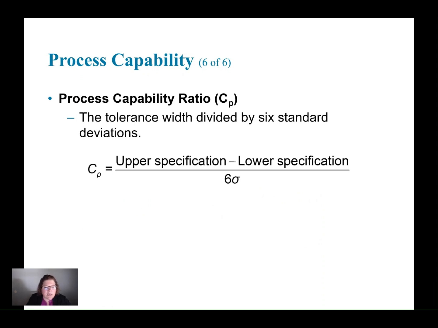Now, CP is a measure of just variability or spread. And this is calculated by taking your upper engineering spec minus the lower spec, and then dividing by 6 times the standard deviation of your process data.